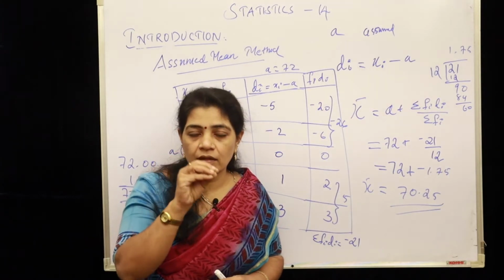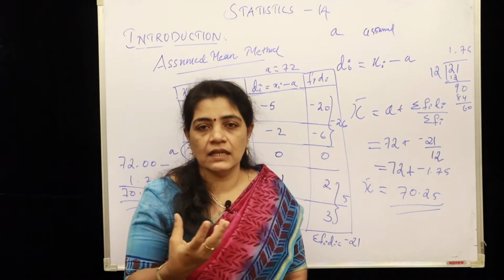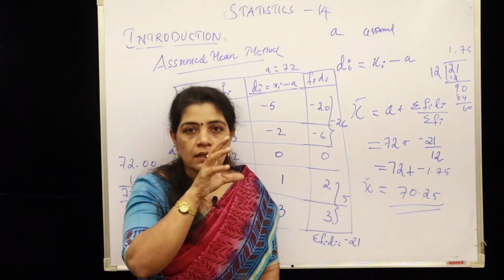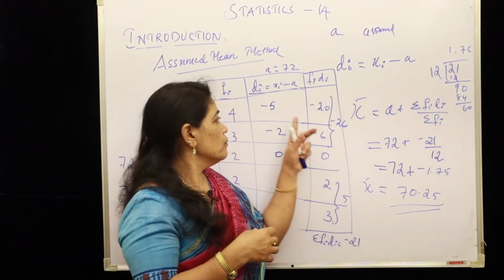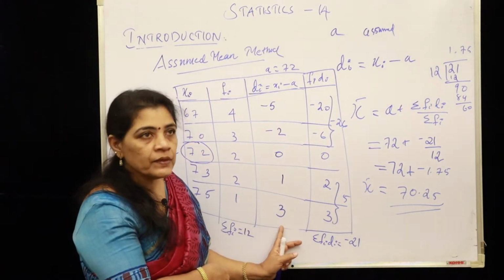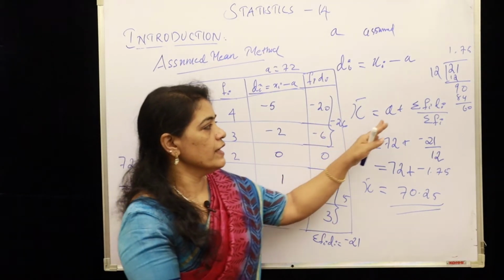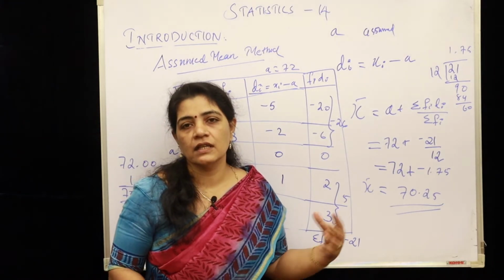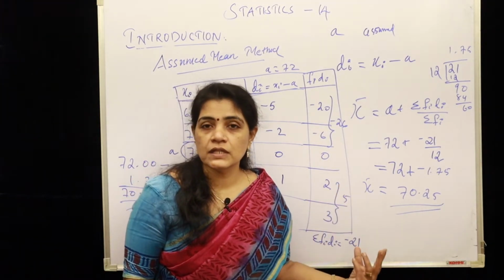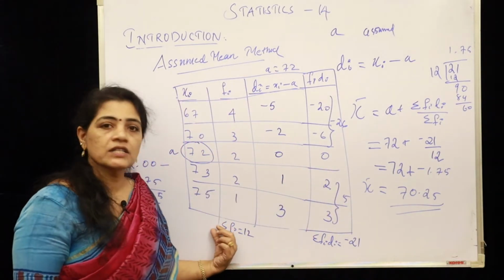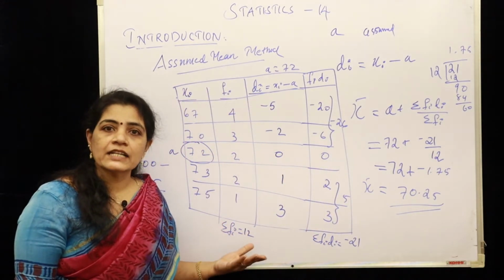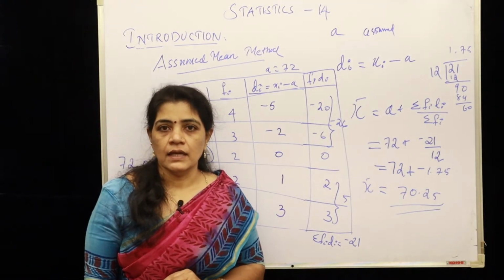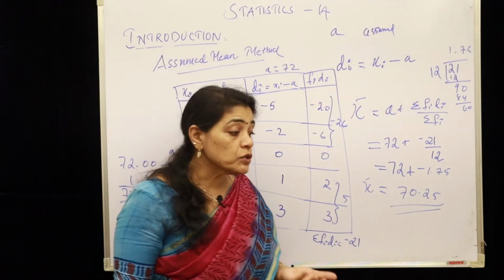In order to make our calculation easy, we have taken the deviation of each observation from this assumed mean, formed that di column and got the product, and we can apply the formula a plus sigma fi di divided by sigma fi. This is the method we use if the xi's are large values. Rather than the direct method, this would be the better method. Is it clear? Yes.